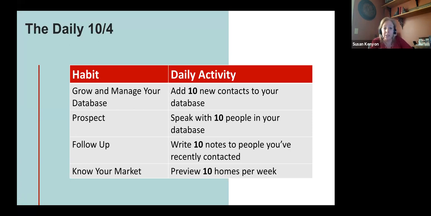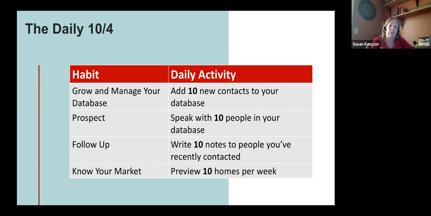What if I do less than 10? You won't be as successful. Your business will grow more slowly. The number is 10. So growing and managing your database starts with 10 new contacts a day. Where are you going to find them if you don't have your sphere? We did talk about that. If you have to find strangers, if you have to go to the coffee shop, there are still places that are open. You have to find 10 new contacts.